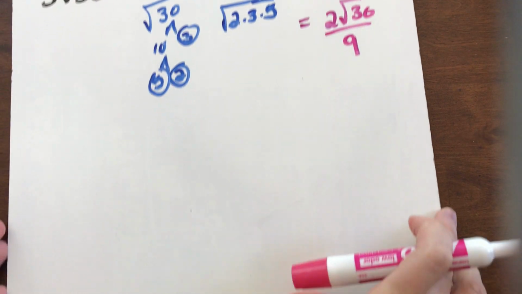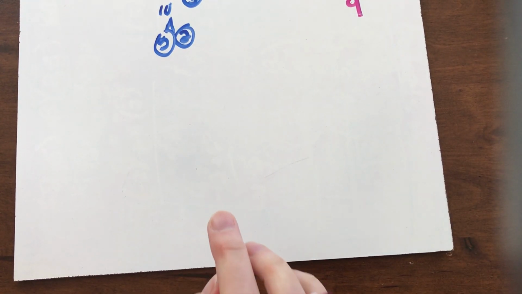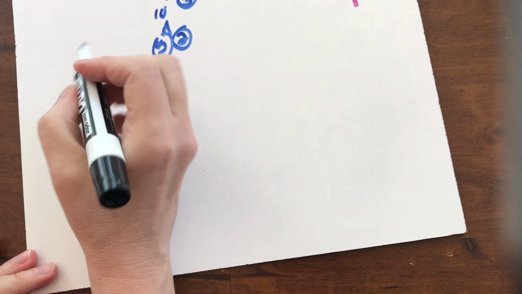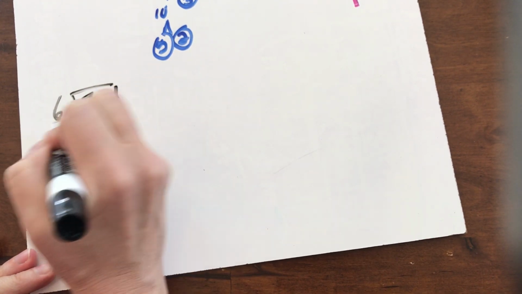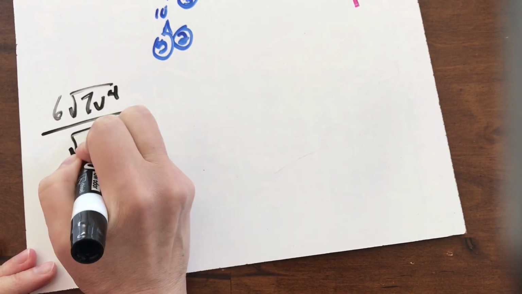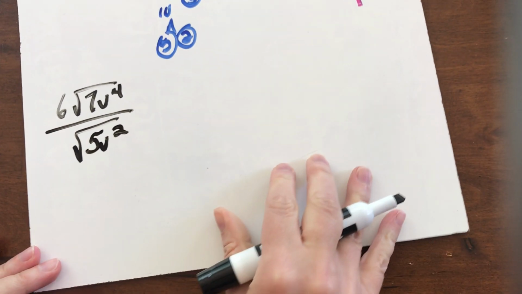Okay. All right, let's do another one. Didn't want to write one down and rub my hand through it. Okay, what if we had 6 times the radical of 7v to the 4th all over the square root of 5v squared? Ooh, let's get some variables in here.